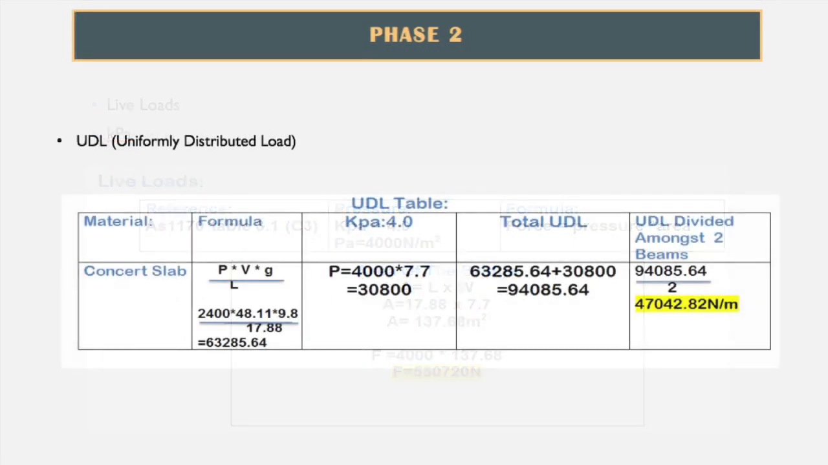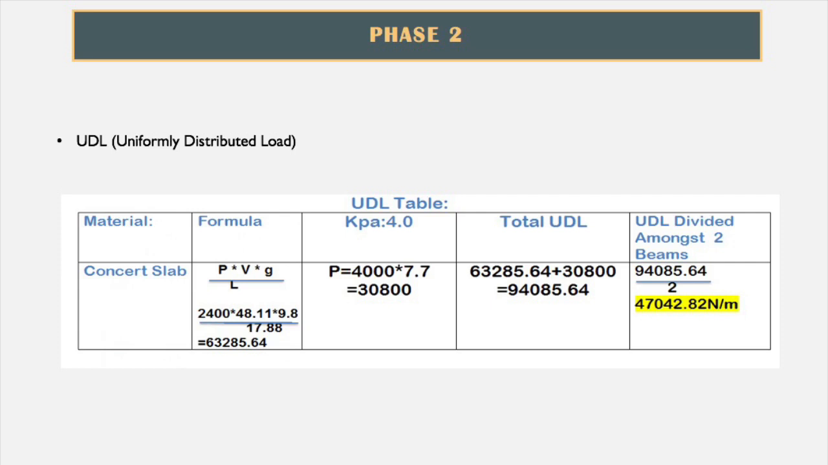Next, we found our UDL, which is known as uniformly distributed load. This is where the load is distributed along the beam. To find the UDL, we assume to use the concrete slab volume that is distributed along the two beams. We used the formula density times volume times gravity and then divided it by the length.